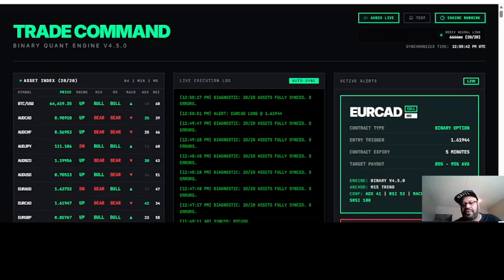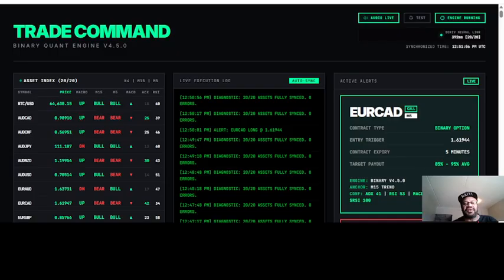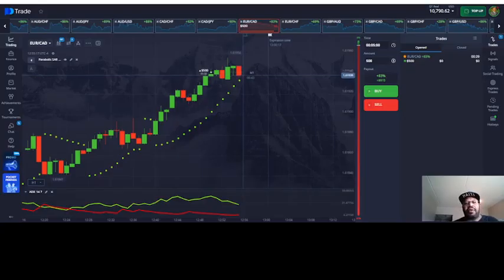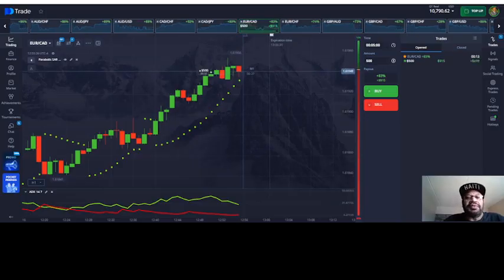So this is the signal here, 5 minute buy. So I'm going to pause the video and wait till about 30 seconds left in the trade. Come back and check the results of the trade. Okay, so I'm back on the trade here, the Euro Canadian dollar 5 minute buy trade. So we're going to wait for the expiry here. It's close.